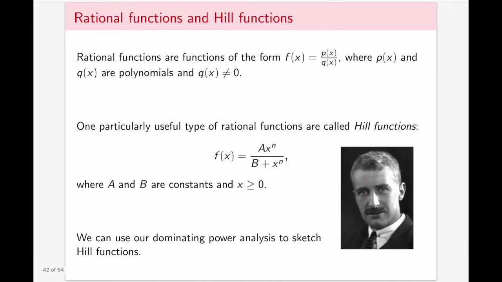Next up, we're going to talk about rational functions and in particular Hill functions. So rational functions are yet another way of putting power functions and polynomial functions together. So far, within the polynomial functions, we see addition, subtraction, multiplication. Rational functions are a way to introduce division. So a rational function is in fact a ratio of two polynomials. The top is a polynomial, the bottom is a polynomial, and the only thing that we're not allowed to do is divide by 0 as usual.